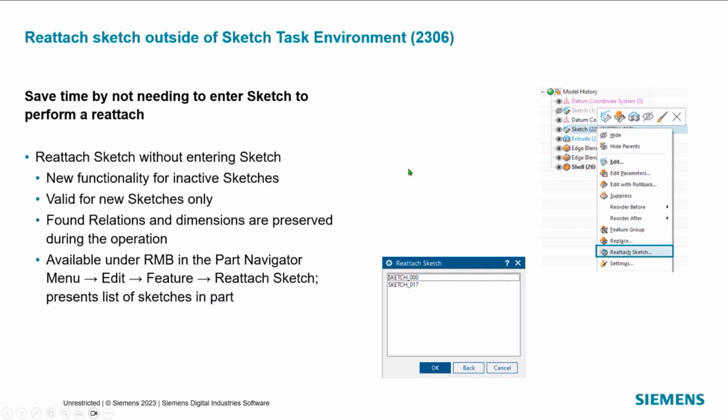So here in 2306, you can really just go into the part navigator, and you'll find reattach sketch offered to you as an option in the context menu. Just right-click on the sketch. So you can do that without having to go into the sketch edit mode.